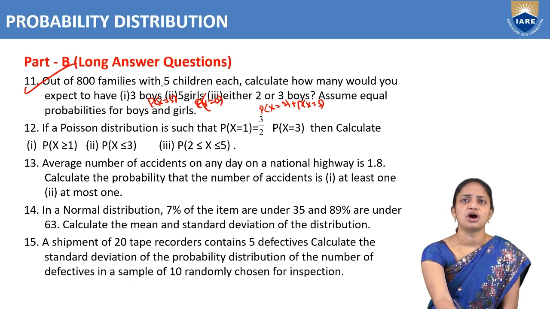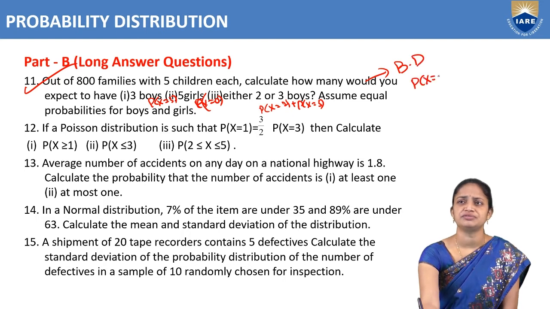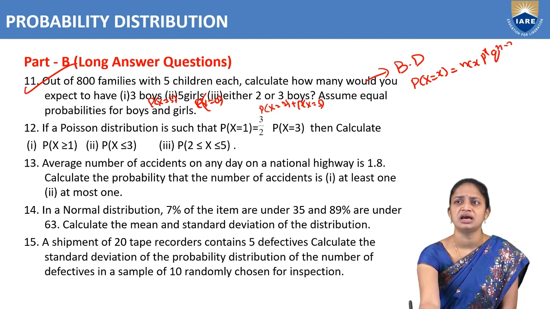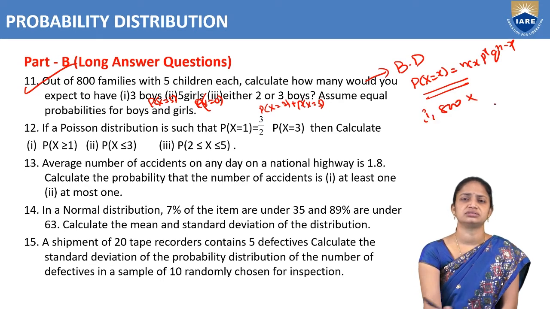Okay, so after completion of this, here I am using the binomial distribution formula. The binomial distribution formula is p of x equal to nCx p power x q power n minus x. After completion of the problem, we have to multiply with 800 for every question.